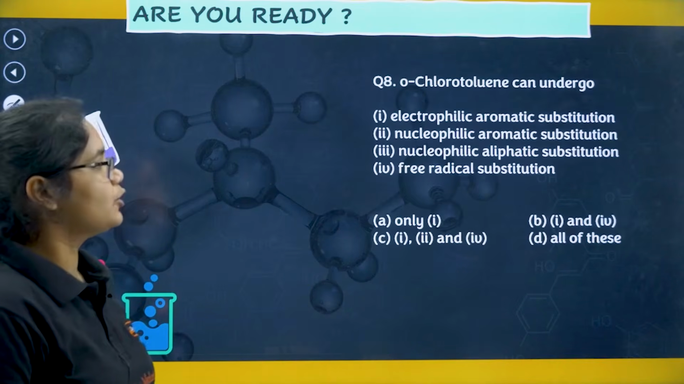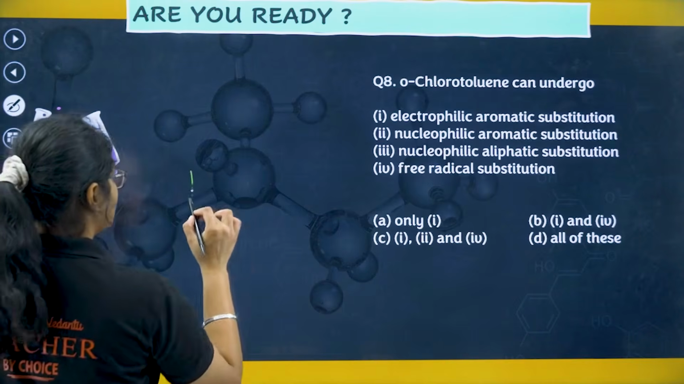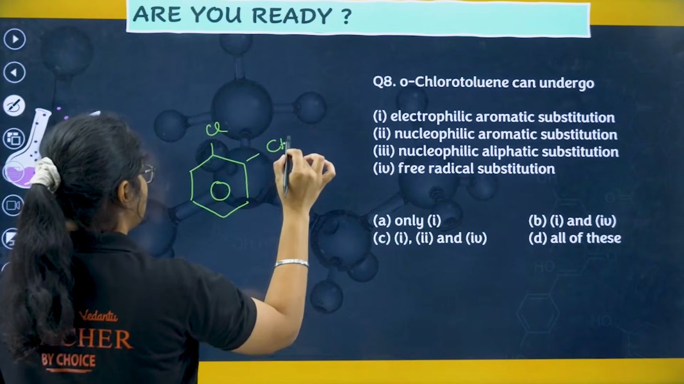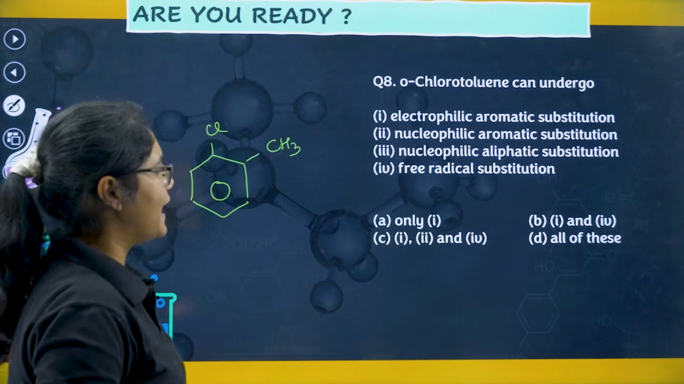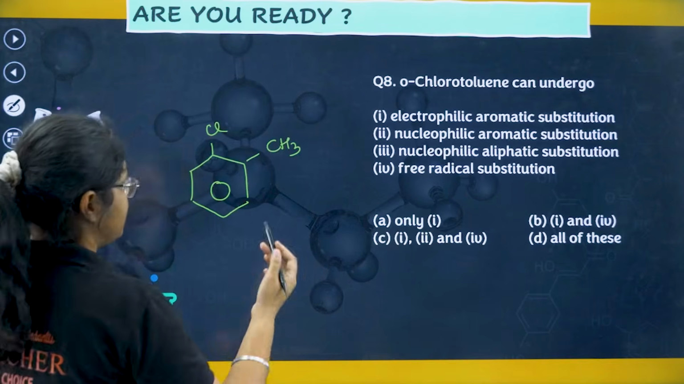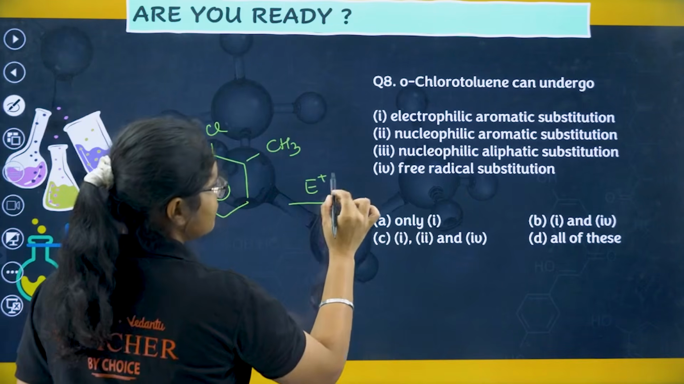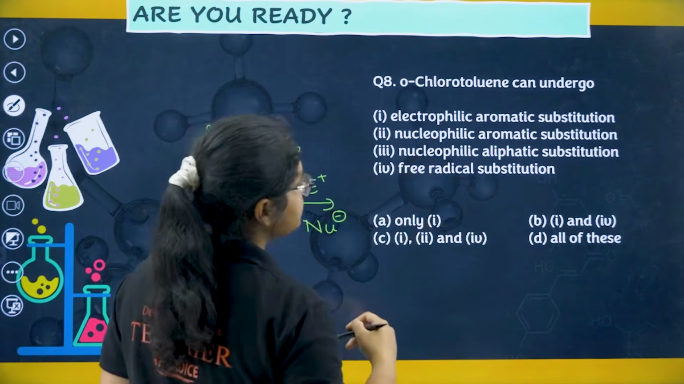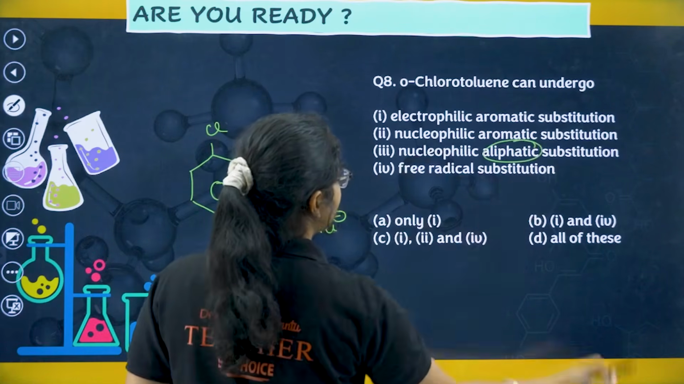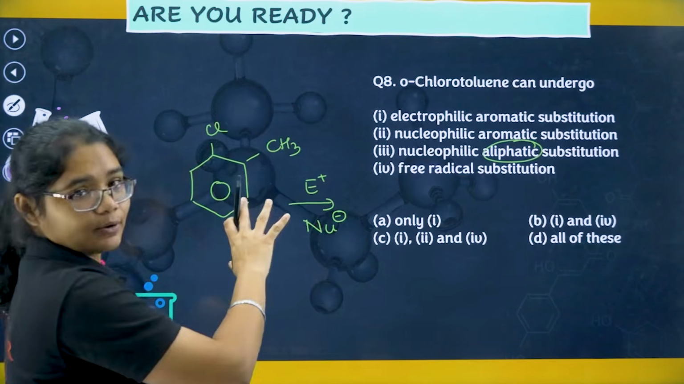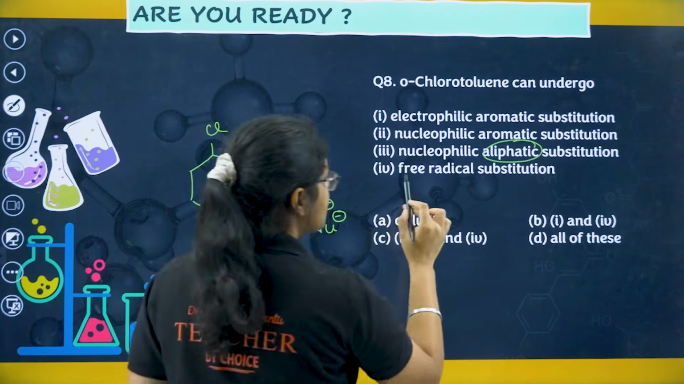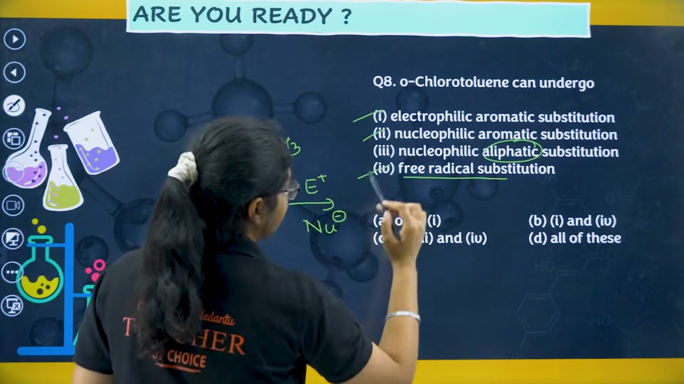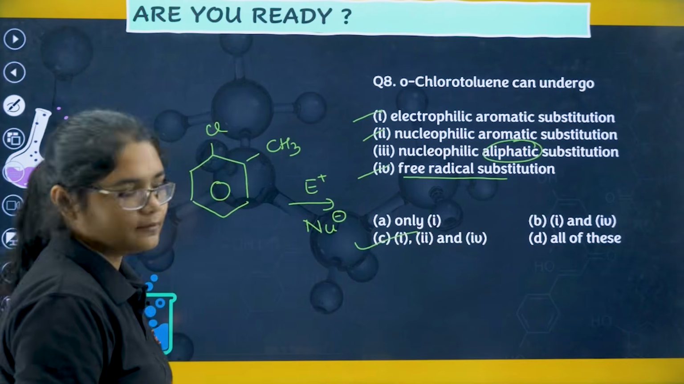Next, orthochlorotoluene can undergo. So if I have orthochlorotoluene, you have this group. Okay, electrophilic aromatic substitution, yes, it can definitely react with the electrophile, no doubt. Nucleophile, yes, it can react with nucleophile, but under certain conditions, right? Nucleophilic aliphatic reaction, no, it is an aromatic compound, right? It will not undergo aliphatic reactions. Free radical reactions, yes, that can also happen. So 1, 2 and 4, which is option number C here.